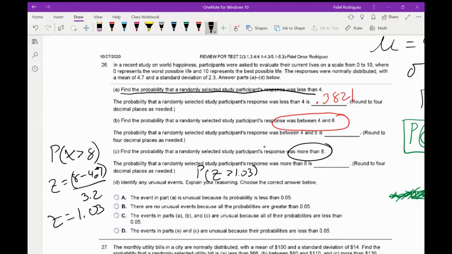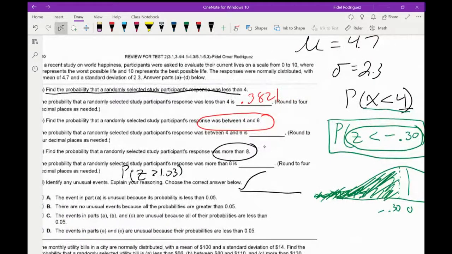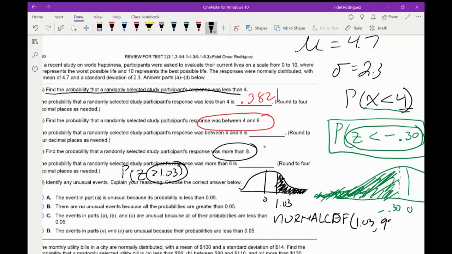if I want to get a visual, a picture of what that really means, I'm going to draw my picture real small because I ran out of room. Here's 0, say here's 1.03. Look at the way my arrow is pointing. I'm looking for the area which way? To the right. So I would go normal CDF, 1.03, and there you go. And then a whole bunch of 9s, and then we would find our answer, right?